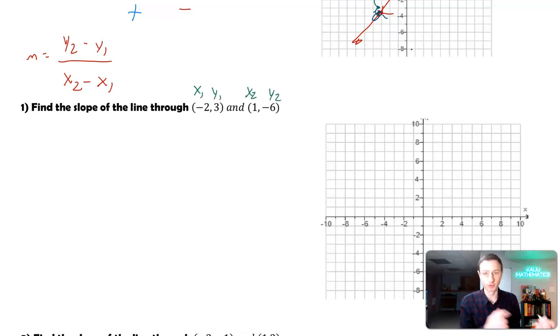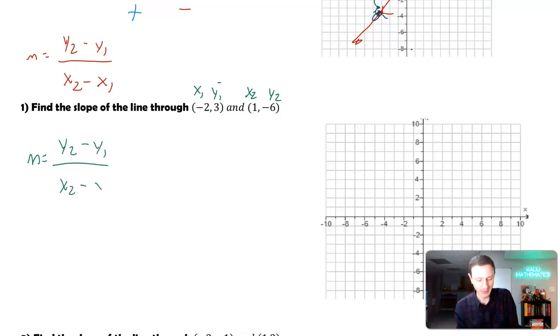And it doesn't matter which one you call your 1s and your 2s. You just have to label the ordered pair. Like you can't do it as x1, x2. That's not appropriate labeling. The labeling is xy because ordered pairs are xy. So that's why I'm doing x1, y1, x2, y2. So the slope formula is y2 minus y1 over x2 minus x1.